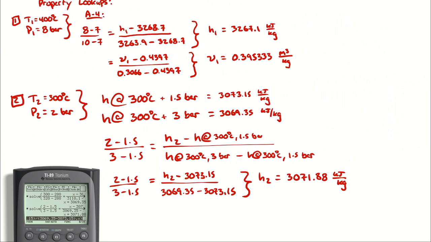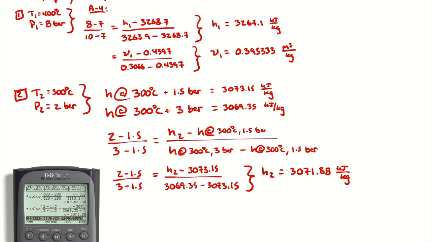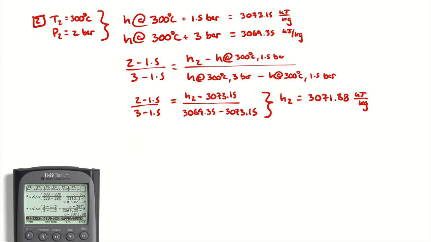So we are going from 3267.1 kilojoules per kilogram at the inlet to 3,071.88 kilojoules per kilogram at the outlet. We are decreasing the enthalpy, and that energy is going into heat transfer out, as well as kinetic energy increase. The fact that our enthalpy is decreasing means that we are more likely to have done that correctly. Okay, now let's repeat that process for specific volume.